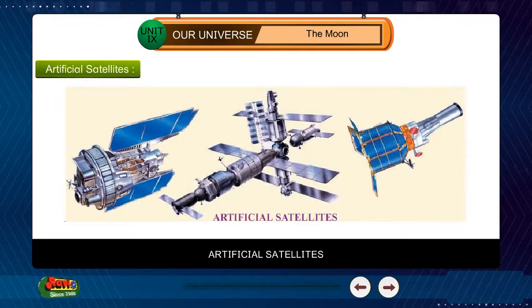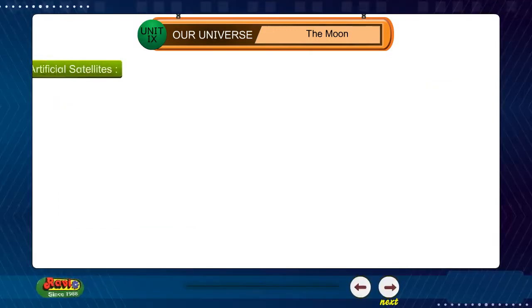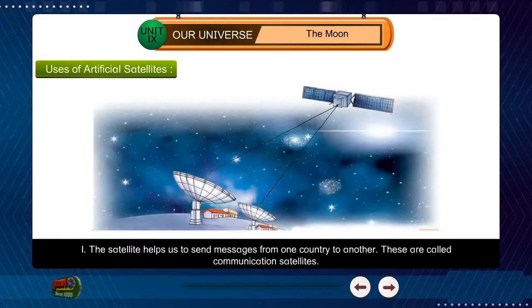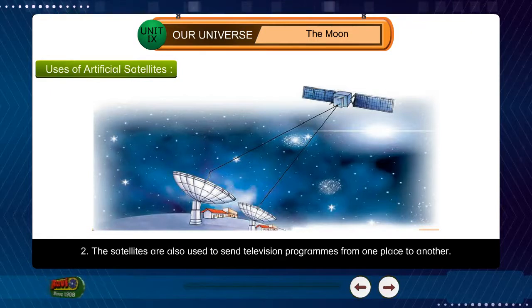Artificial satellites. Uses of artificial satellites. 1. The satellite helps us to send messages from one country to another. These are called communication satellites. 2. The satellites are also used to send television programs from one place to another.